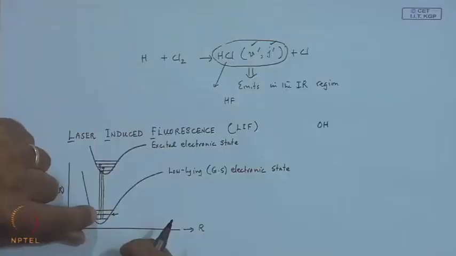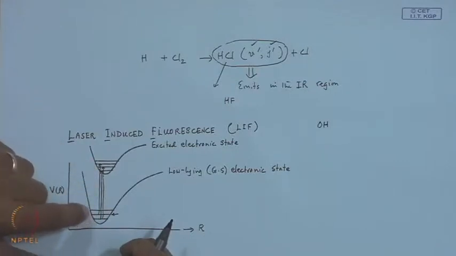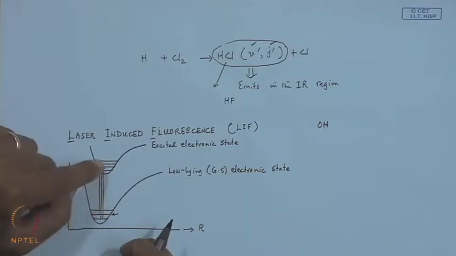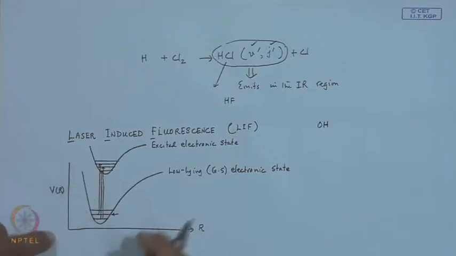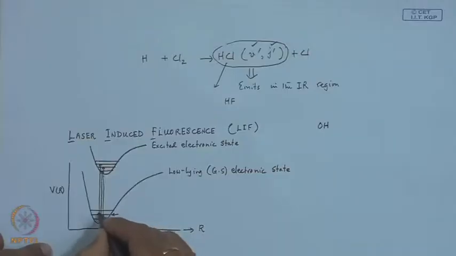Okay, so in one case, if you excite this way, then all possible levels are excited, but when they emit, they emit at a particular frequency. So from that emission frequency you will be able to get an idea of the status of the initial population. Okay, so this is laser induced fluorescence.